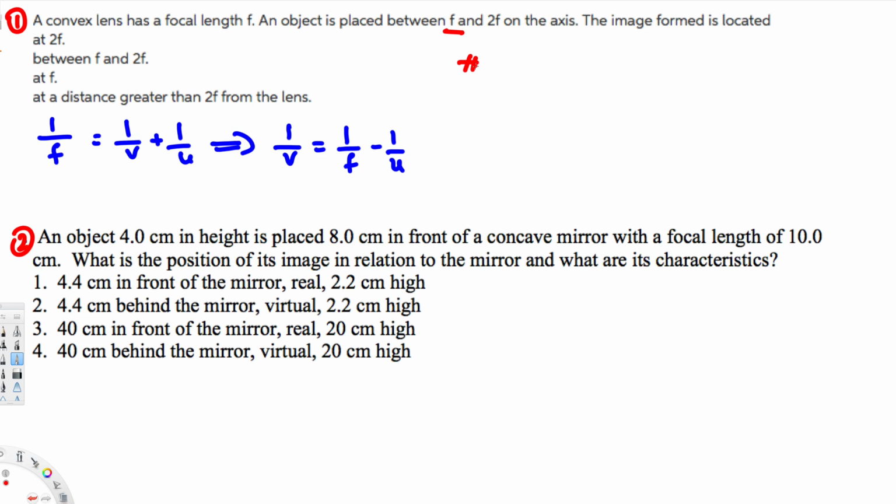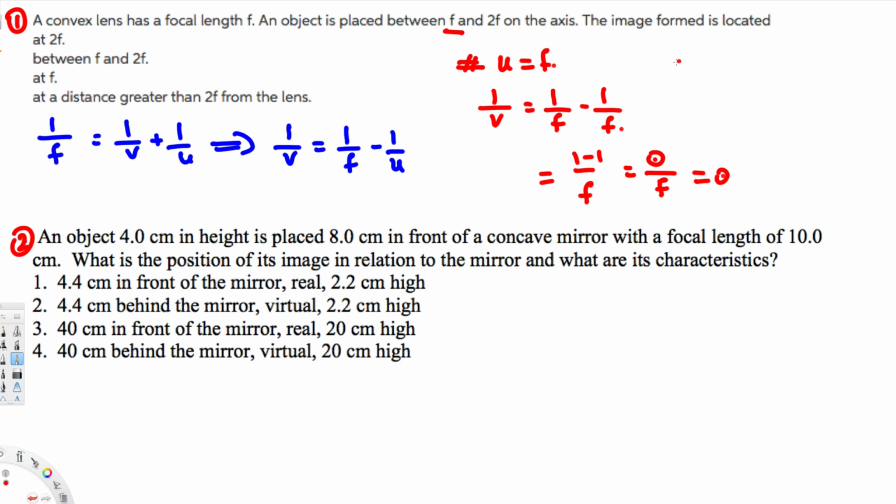Now let's see what happens if the object is located at f. So if it's located at f, we are going to have u equal to f. Now if we plug this into the equation, 1 over v is equal to 1 over f minus, instead of u I plug f, that's 1 over f, and if I take f as the common denominator, this is going to be 1 minus 1, which is equivalent to 0. So 0 divided by f, we get 0. But this is 1 over v, and v is going to be equal to 1 over 0. So that's going to be equal to infinity, right? So in the first case, we get infinity.